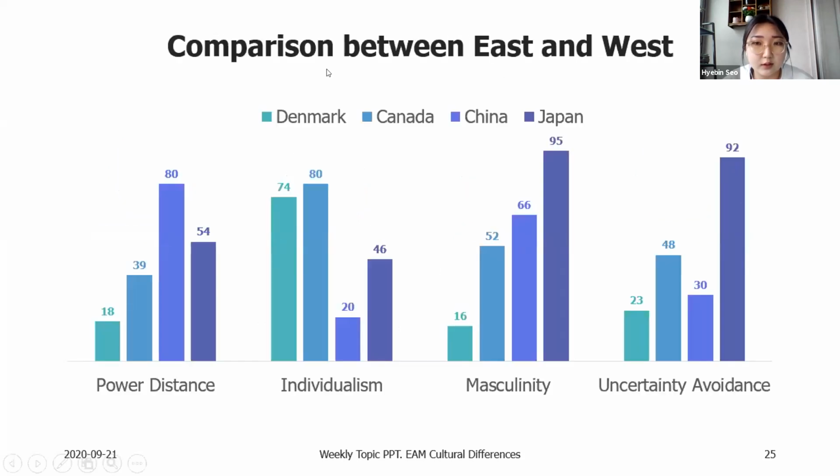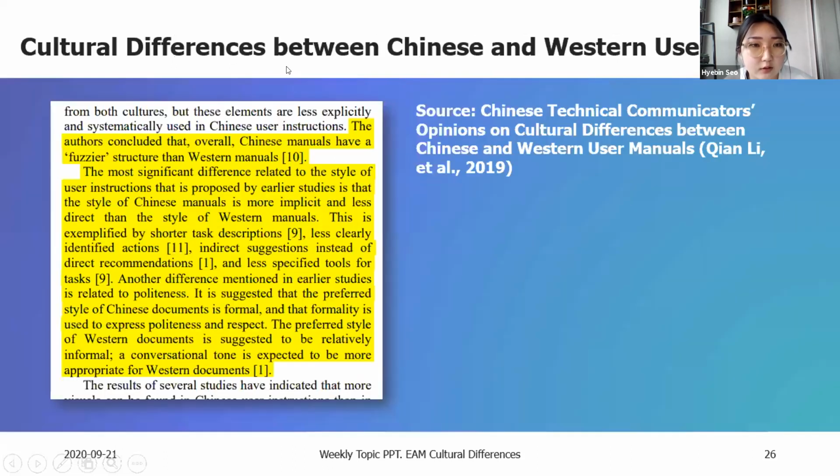So first, we're going to look at the big picture comparison between East and West. As you can see, the power distance of Denmark and Canada is much lower than China and Japan. And the gap between the East and West cultures gets bigger when we look at individualism and also masculinity and uncertainty avoidance. This is an interesting part, but we're going to be specific with a comparison between East culture countries.